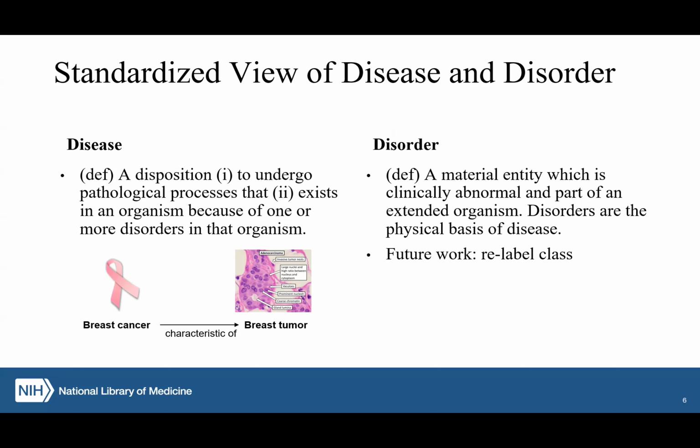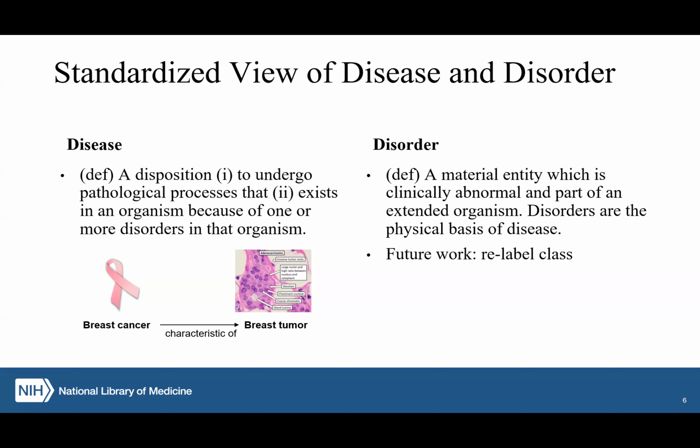Among these, as I've already mentioned, was disease. OGMS has set the stage for standardizing how we represent disease and disorder ontologically. Disease is defined as a disposition to undergo pathological processes that exist in an organism because of one or more disorders in that organism. And then disorder is defined as a material entity which is clinically abnormal and part of an extended organism. We further say that disorders are the physical basis of disease.